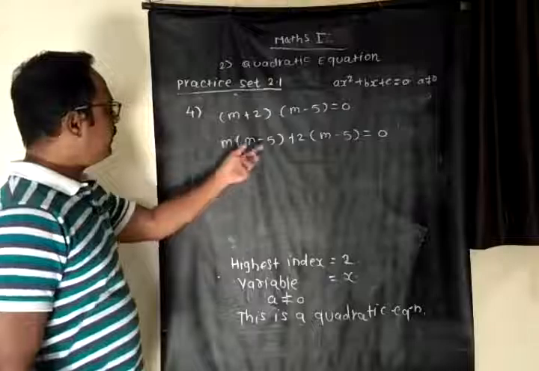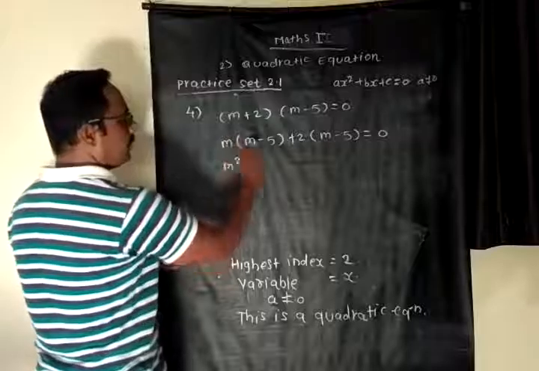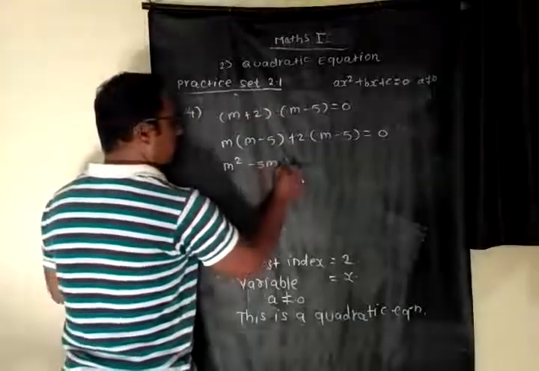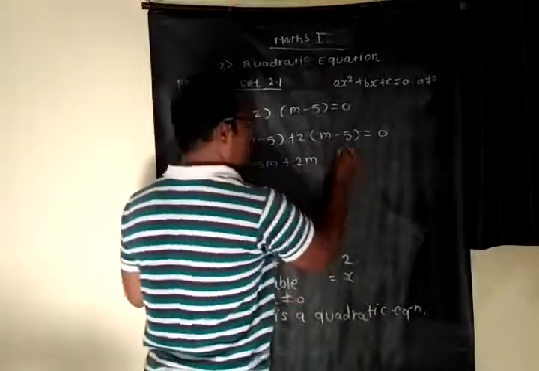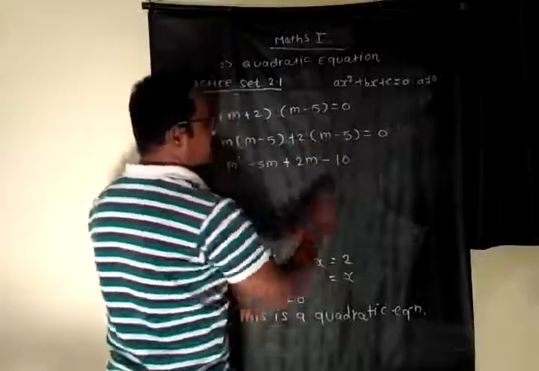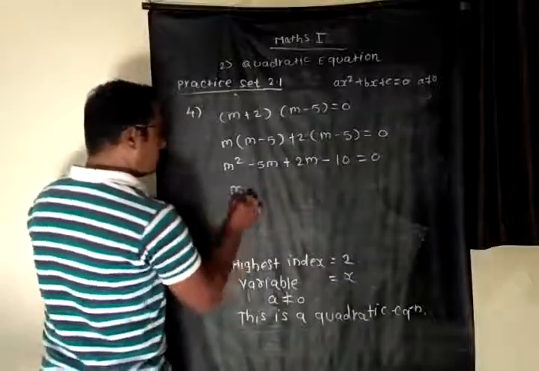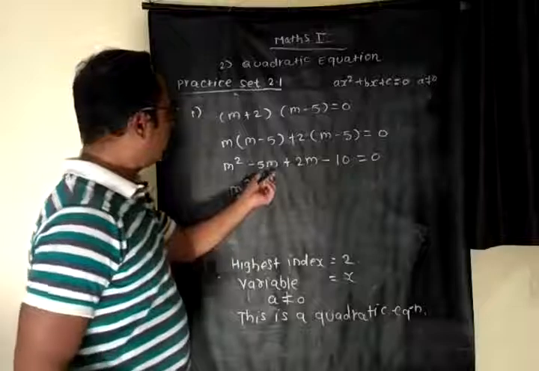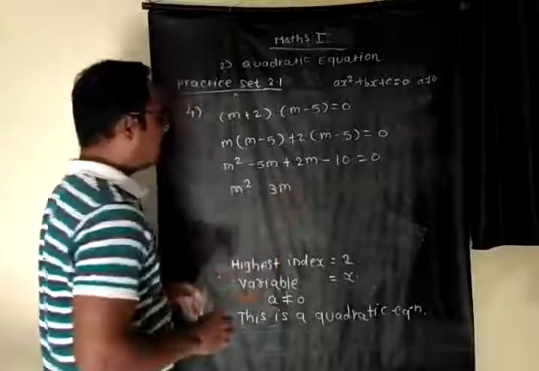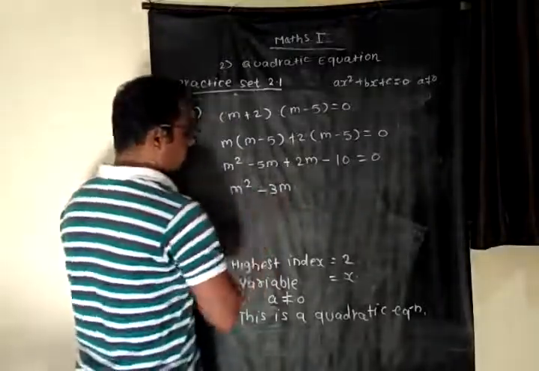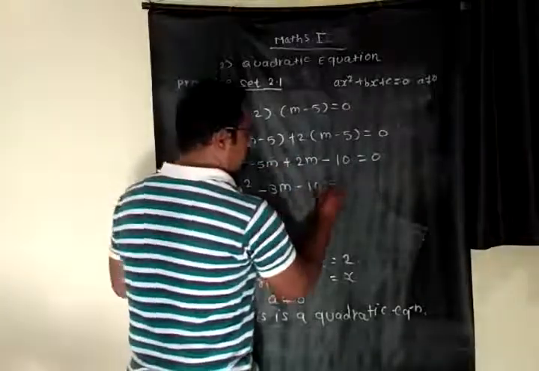Now to multiply this m with all the terms in the bracket, m into m is equal to m square, m into minus 5 is equal to minus 5m, plus 2 into m is 2m, 2 into 5 is 10, and plus minus becomes minus, is equal to 0. So m square minus 5m plus 2m, minus plus become minus, so 5 minus 2 is equal to 3m, and the sign of the number is minus. So m square as it is, minus 3m minus 10 is equal to 0.